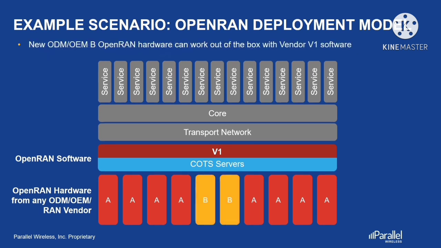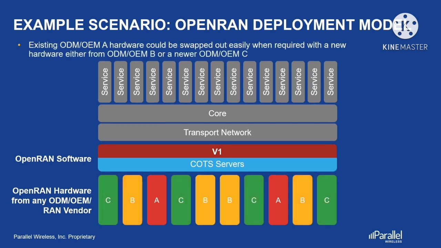Now, let's say they are upgrading some sites or deploying new sites and they decided to use RRUs from another vendor, B. These should work with the software from vendor V1 out of the box because of open interfaces. Again, the service provider has decided to introduce a new hardware vendor, C, as they may either have more advanced features, or are lighter or consume less power, or any other reason. Again, these should work with vendor V1 software straight out of the box.